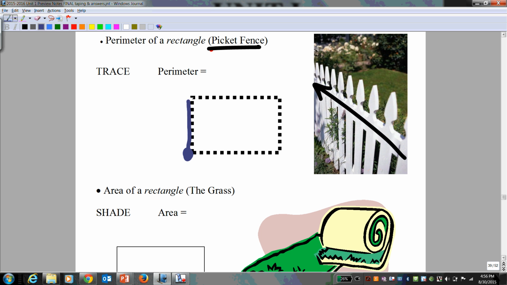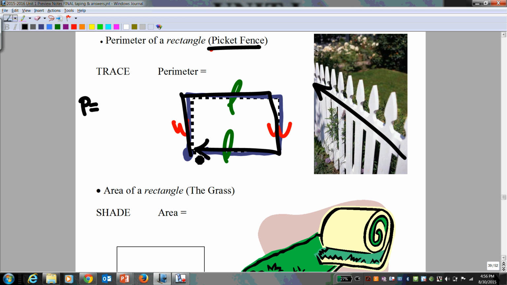I want you to always physically trace it like you're tracing the picket fence around a yard. Notice I put a little arrow that tells your brain you're going around. Label your length and your width. So think of it as a picket fence. Technically, for perimeter, all we do is add stuff up. You walk it around and you add it up.